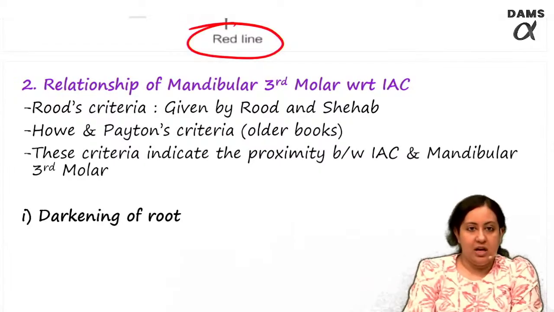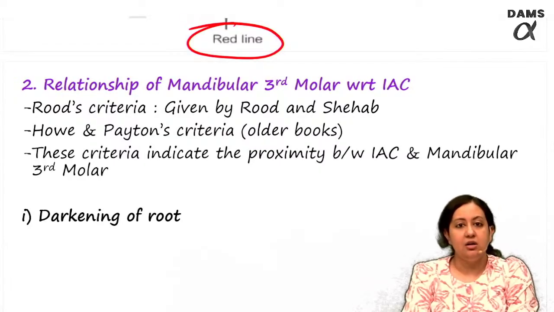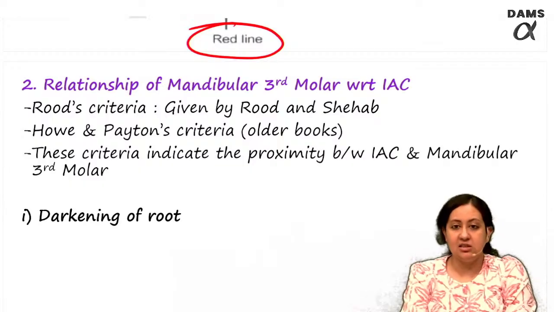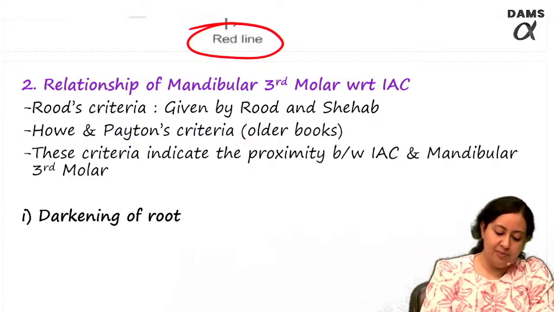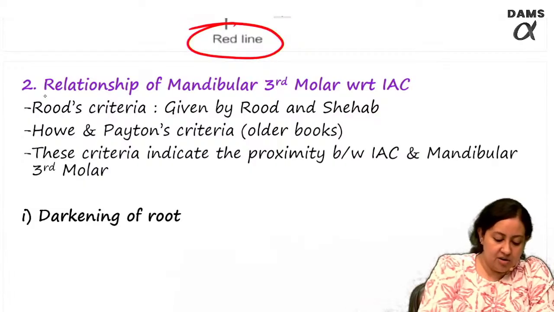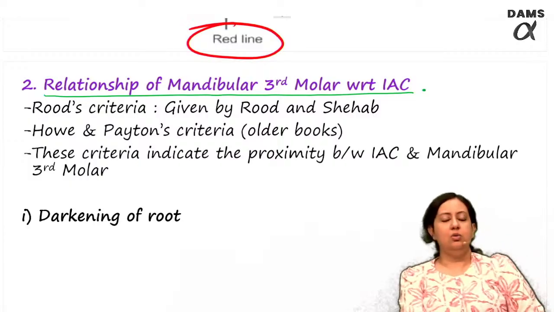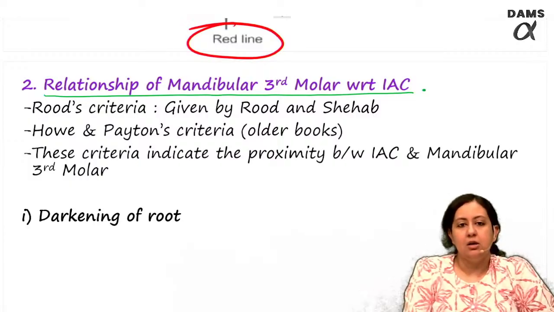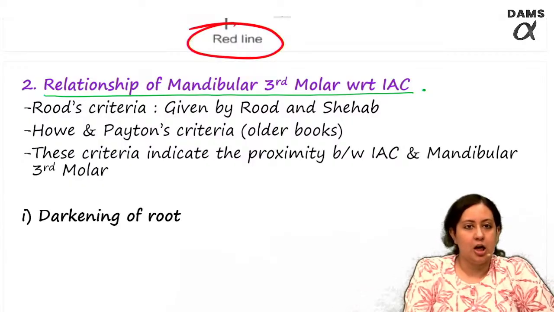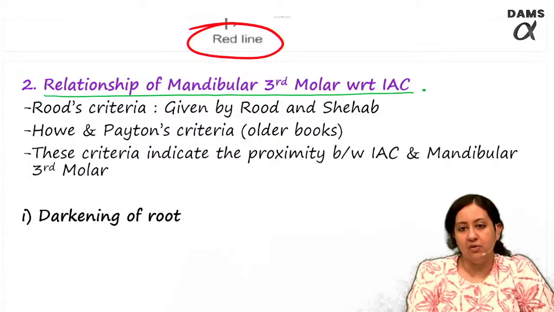That was all about ward lines. Now, under radiographic assessment, the next thing that we have is the relationship of the mandibular third molar in relation to the inferior alveolar canal. We all know that an impacted third molar might be present in close proximity to the inferior alveolar canal, and we have to judge whether the nerve is actually going through the tooth, is in proximity to the tooth, or is far away from the tooth.